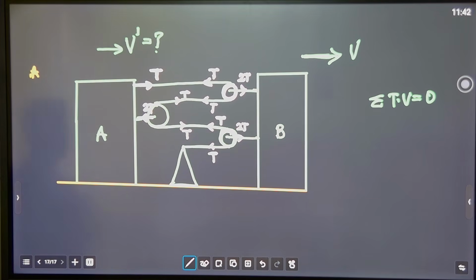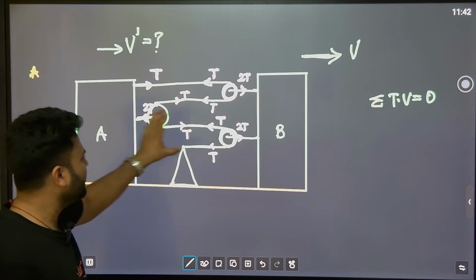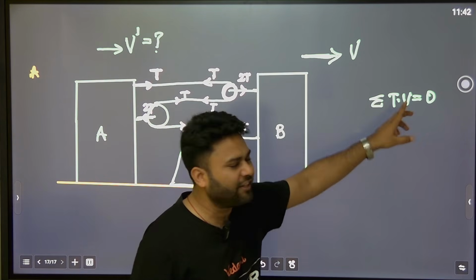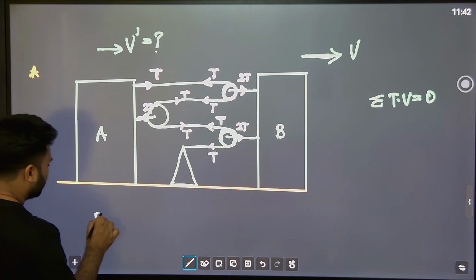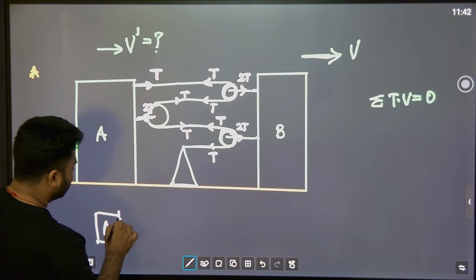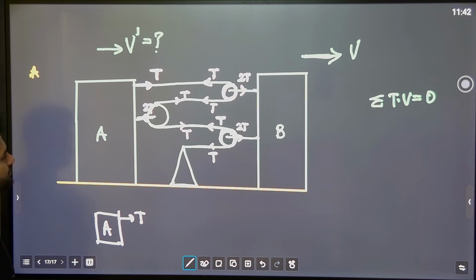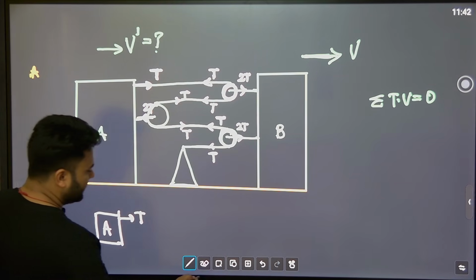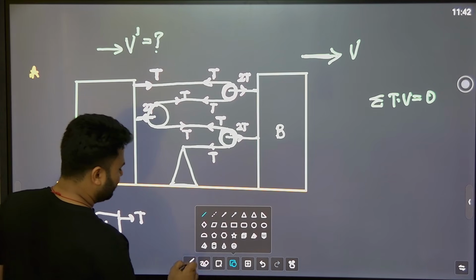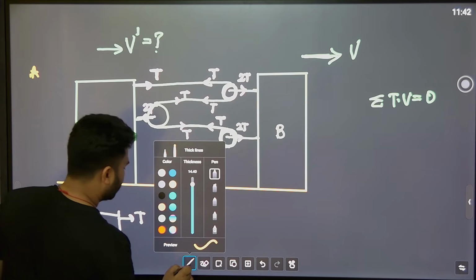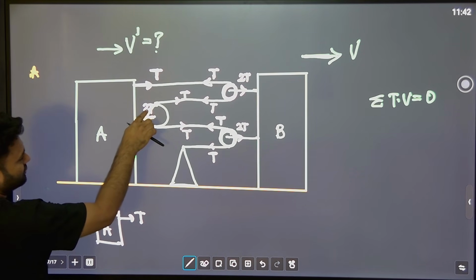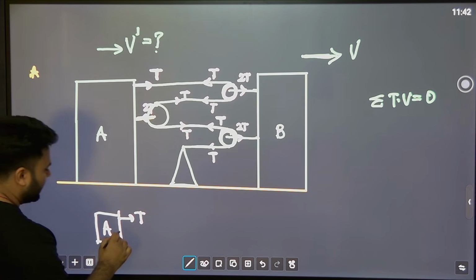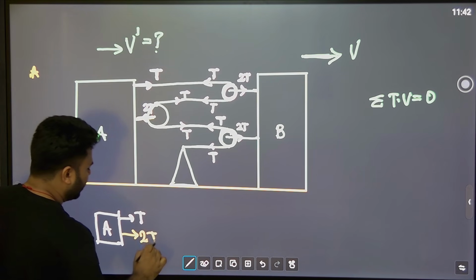Correct. Now you check. For these two blocks, you have to write this equation, summation of T dot V equals 0. You focus on block A. See, I am drawing for block A. This is block A. One tension is here, tension acts away, so you will write T. In this string, tension is 2T, so here you will write tension 2T and tension acts away.